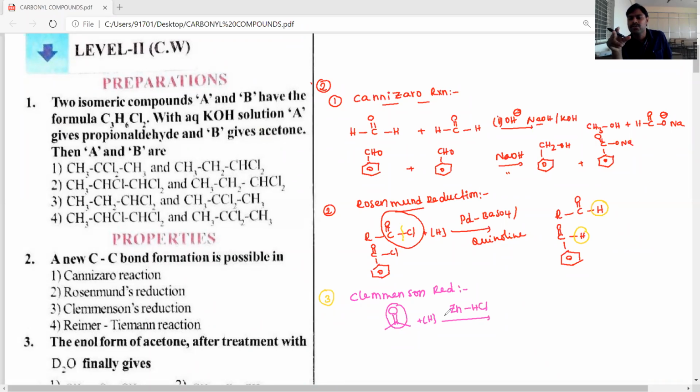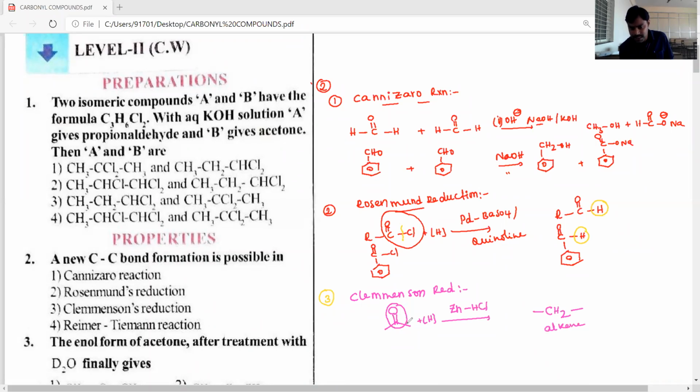Wolff-Kishner reduction reaction means what, dear students? Hydrazine and base, which means the reduction is taking place in basic medium. It does not affect the acid labile groups. That is a very, very important concept for the JEE and NEET examinations. Now in the Clemmensen reduction, the C=O group is converted into CH2, meaning hydrocarbons, alkanes.